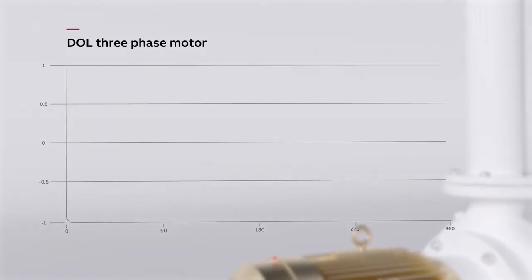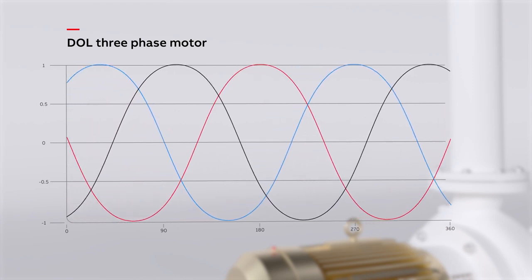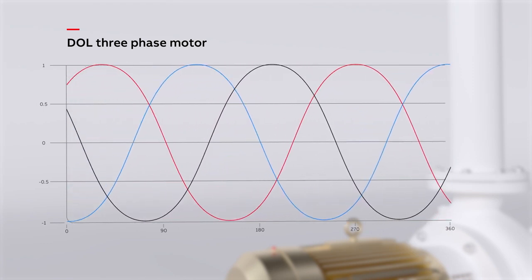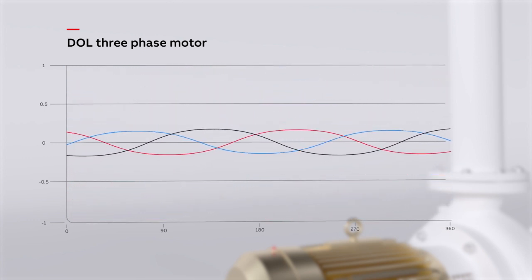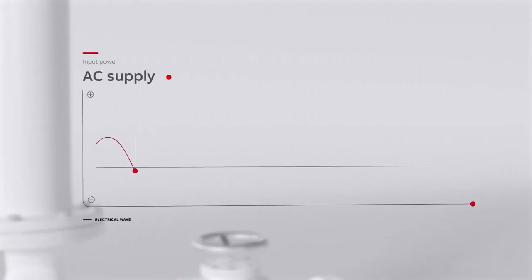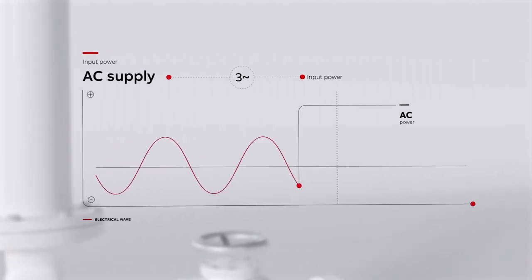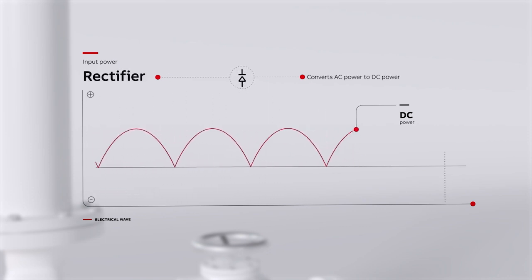In a DOL three-phase motor, the sine wave is perfectly balanced between the three waves in frequency, phase, and amplitude, and the sum of the three phases always equals 0 volts. When we introduce a VFD to control the energy fed to the motor, the energy from the power source goes through a rectifier, which converts it to DC power.